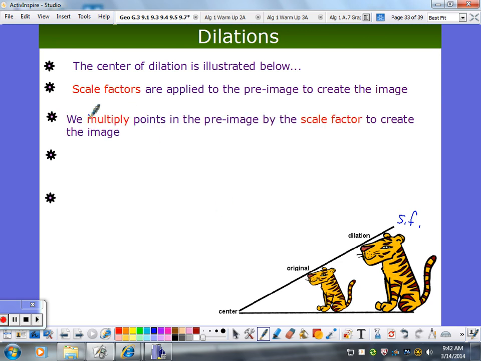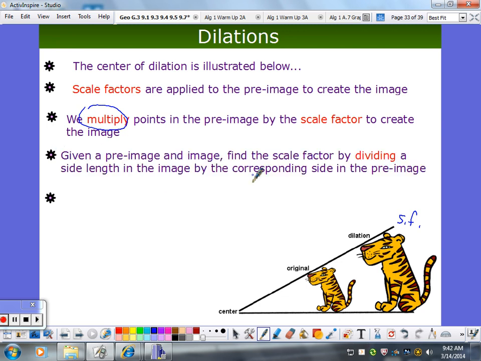We multiply the points by the scale factor, just like you do with any similar figure. Given a pre-image and image, find the scale factor by dividing the image by the pre-image. So if you know 2 points, with whatever this one is, 6, 8, and then this one is 3, 4. What's the scale factor?